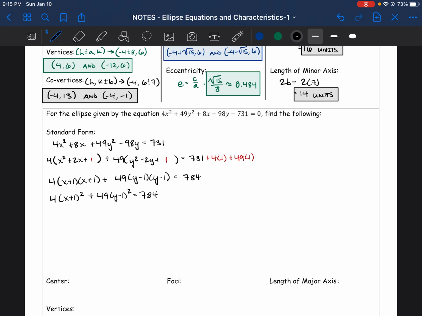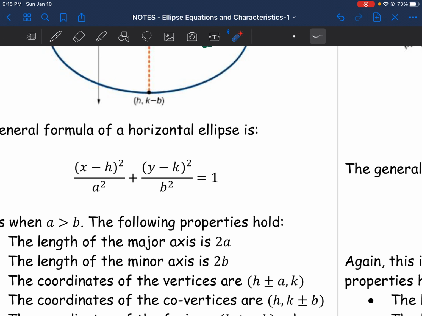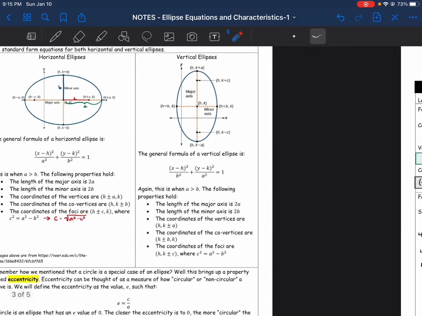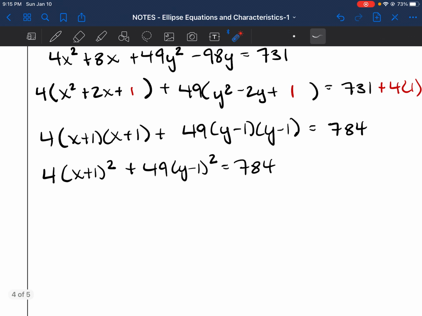There's one more thing we need to do though. If we look at the standard form for these ellipses, notice that the right side always has a constant equal to 1. This constant on the right side is a 784. So what we're going to do is we're going to divide both sides by 784 to force the right side to equal a 1.